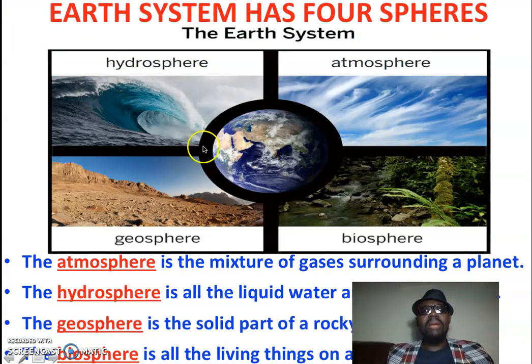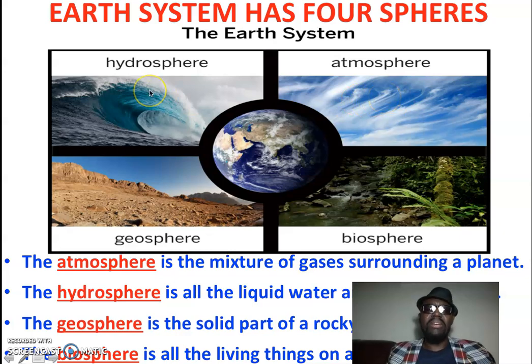And moving on, we are looking at Earth systems. The Earth is a system on its own, and it's also part of the solar system. So the Earth has 4 systems or spheres. These spheres include the hydrosphere, atmosphere, geosphere, and biosphere. The atmosphere is a mixture of gases that surrounds the planet.